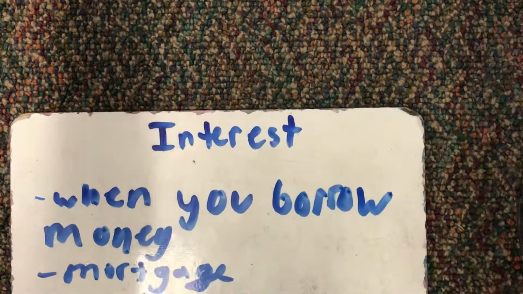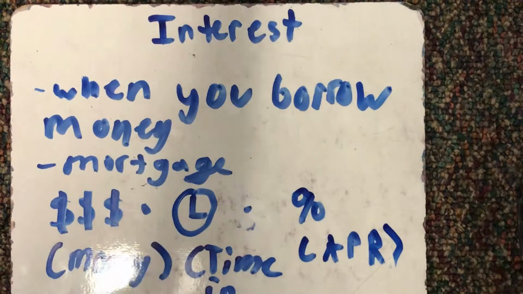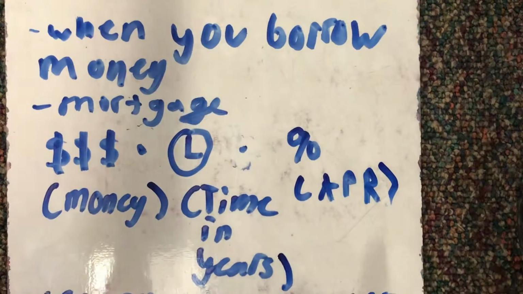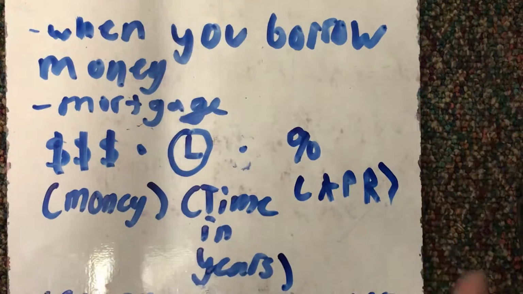Well, the formula for interest is the money you're paying, the time in years that you are trying to pay it off, and the APR or annual percentage rate.